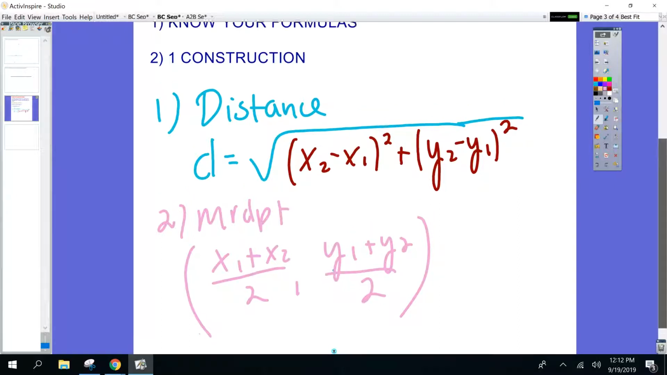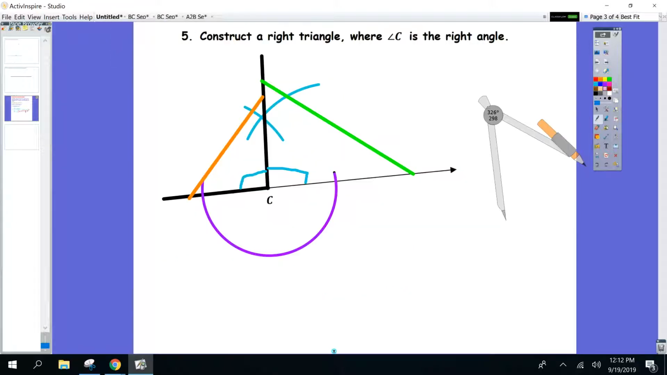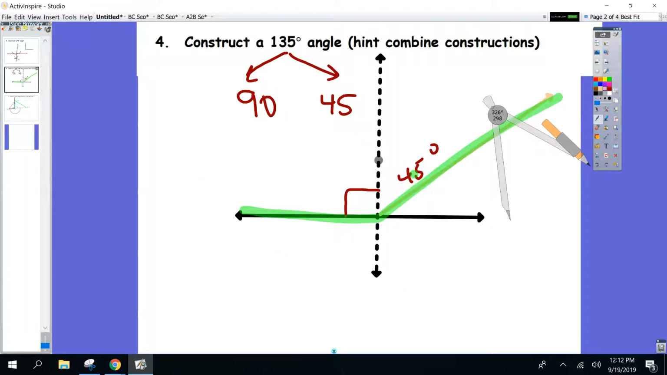And look, one construction only. And I'm going to give a little more information about it. It's just not going to be a basic one. Like here's an angle, copy it. Here's an angle, bisect it. It is going to be, I call it a unique one where you have to use multiple constructions, very similar to 135.